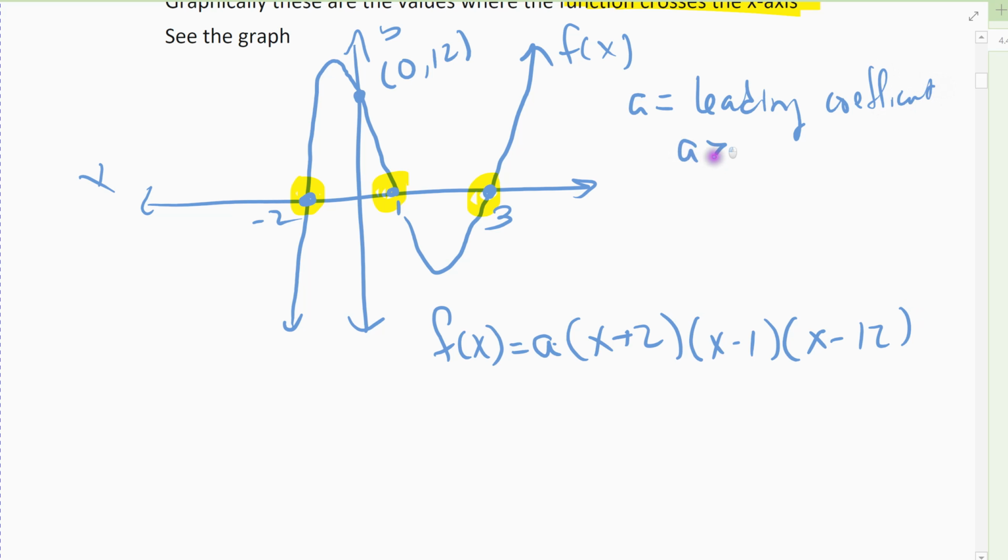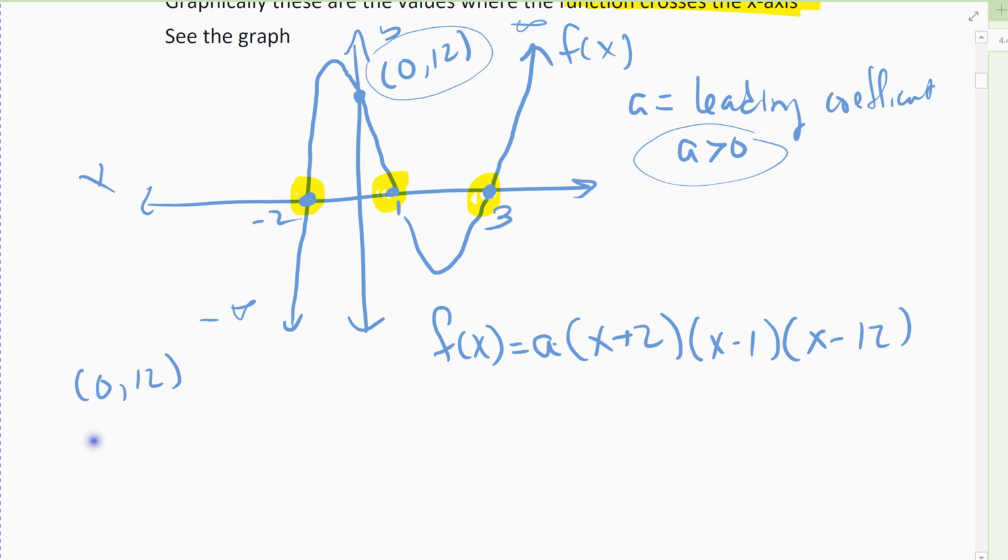But at the very least, I know a is positive, because of the shape of the graph. This is a cubic, and it's shooting off to negative infinity to the left, positive infinity to the right. So that means my third degree polynomial's leading term should be positive. This is why I gave you another point that's on my graph. I can use it to find the leading coefficient. I know I have the point 0, 12.